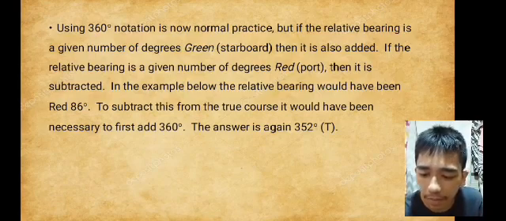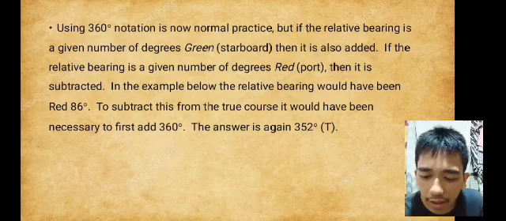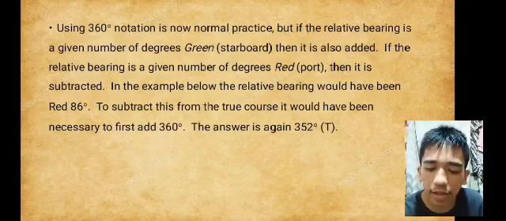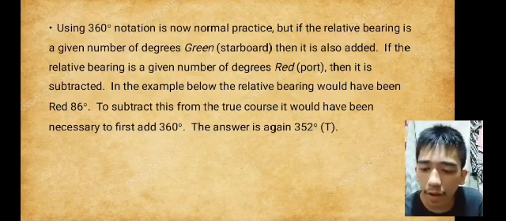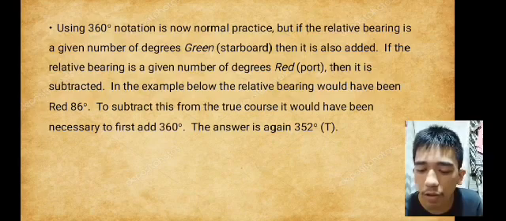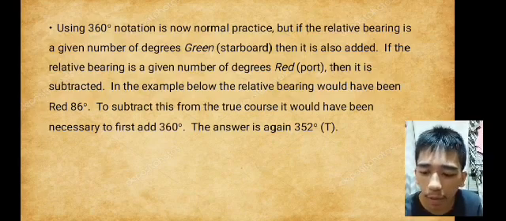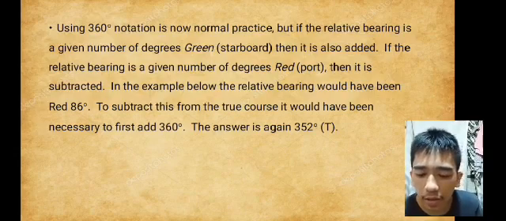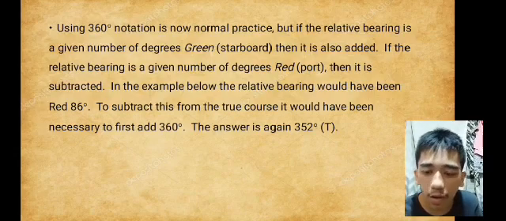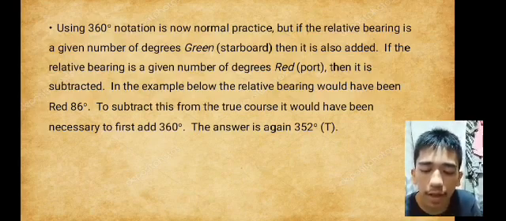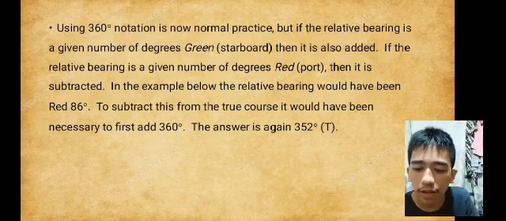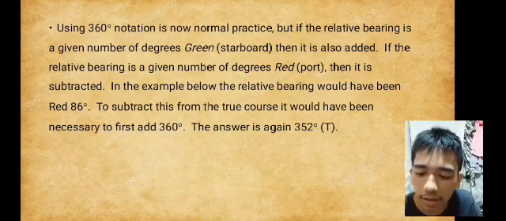In short, relative bearing refers to the angle between the craft's forward direction and the location of another object. Using 360 degrees rotation is now normal practice, but if the relative bearing is a given number of degrees green or starboard, then it is also added. If the relative bearing is a given number of degrees red or port, then it is subtracted. In the example below, the relative bearing would have been red 86 degrees. To subtract this from the true course, it would have been necessary to first add 360 degrees. So the answer is 352 degrees.